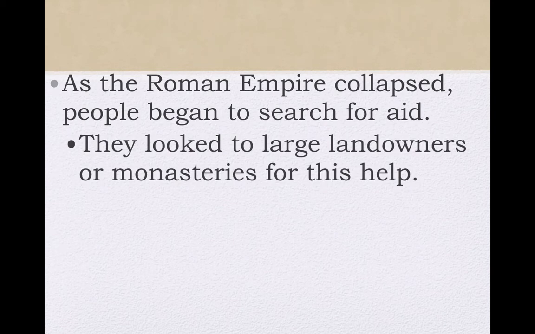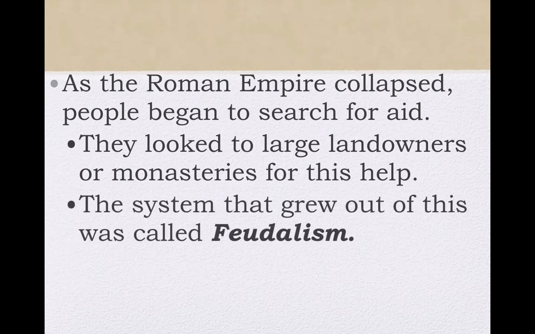And the people that they look to are going to be these individuals that have huge tracts of land, pieces of land that now are going to be a force within society. The other place they're going to look is to monasteries, where the church had established themselves, that also could give out finance, they could give out food. These things would help people stay alive. This system that's going to develop is going to be called feudalism.